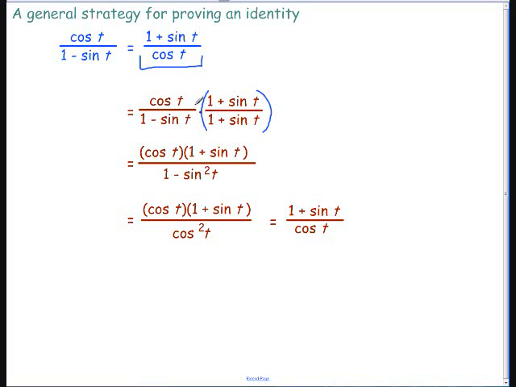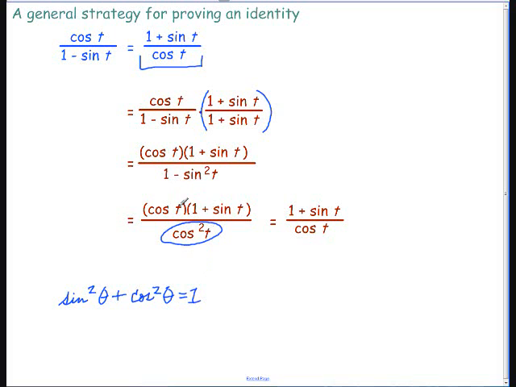And when I multiply these together, the conjugates together, what do I get? I get a difference of squares, 1 minus sine squared t, which I know, with the Pythagorean identity, is the same as cosine squared t. Remember that one? This is the one I'm asking you to commit to memory. You can always derive the other two Pythagorean identities. Just make sure you know this one.